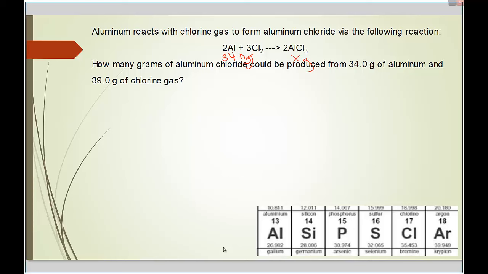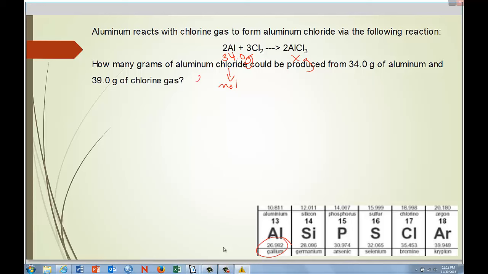I look for aluminum, and I see that it's 26.98 grams per mole. Moles to moles, we use the coefficients. Now that we have it in moles, we can use the coefficients. The question is actually asking for grams, so I need to convert it back to grams, which means I need to figure out the molar mass of AlCl3.